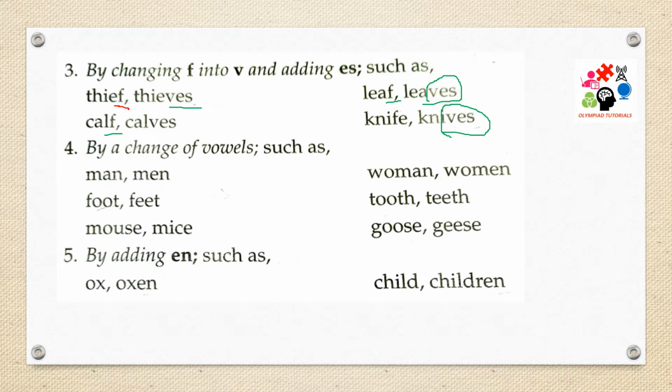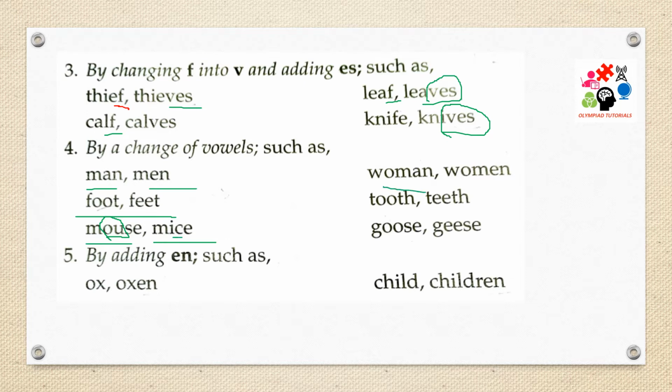Next, number 4, by changing of vowels. Just by changing a few vowels, you can get the plural of some words. Like man becomes men. Foot becomes feet. Mouse becomes mice. Here in man, a is just substituted with e, means you have just changed the vowel. Similarly in foot, the o is replaced by e. So foot becomes feet. In mouse, M-O-U-S-E, these vowels o-u are just replaced by i and c. And you will get mice.